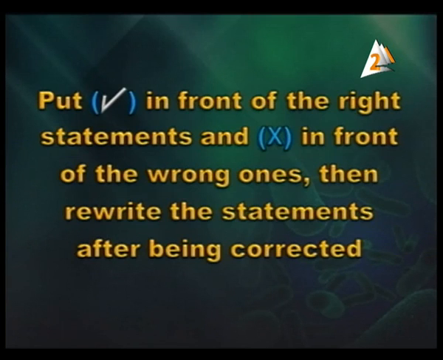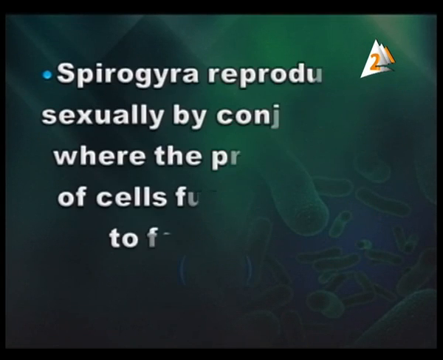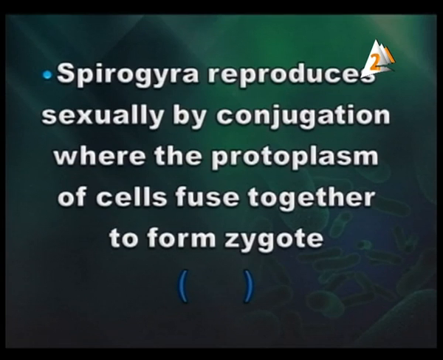Another item of the question: put right in front of the right statement and wrong or incorrect in front of the wrong one. Then rewrite the statement after being corrected. First, Spirogyra reproduces sexually by conjugation, where the protoplasm of cells fuses together to form a zygote. Is that correct or incorrect? Let's think together.